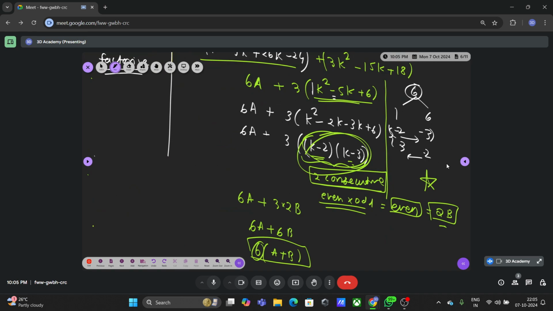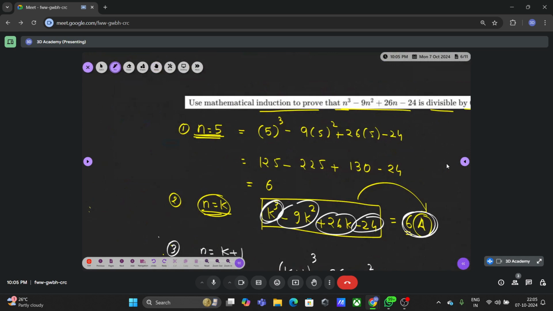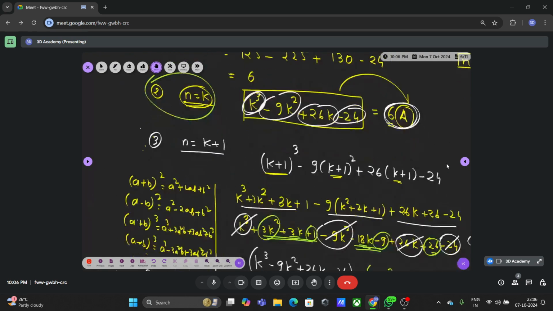So these are the 3 steps. First step is you always put the minimum value of whatever the condition is given. Second, you always replace n by k. And third, you always replace the value of n by k plus 1. You will simplify it in such a way that you use whatever you have solved for n equals to k. You replace that value in the k plus 1 terms and get the answer. This is how you solve induction questions.